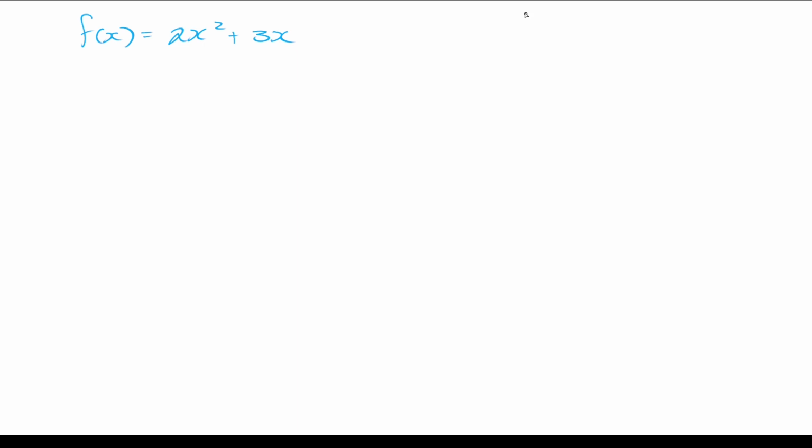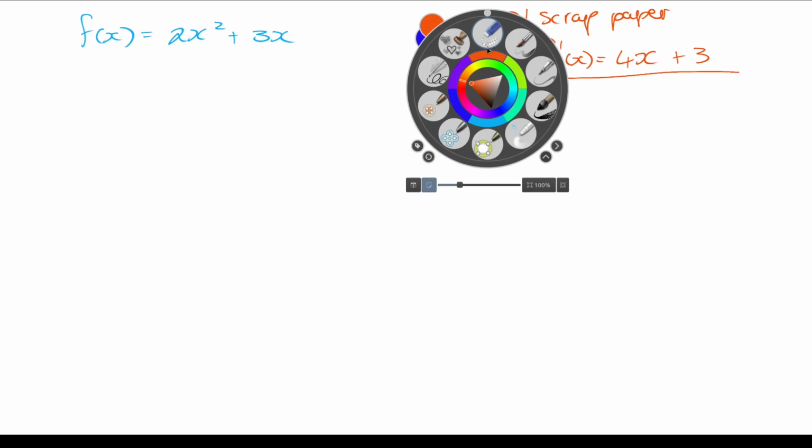My first step is always, on a scrap piece of paper, to figure out what the first derivative is using differential rules. So this times that would give me 4, and x squared becomes just x, and this becomes just 3. So now I already know what the answer is. That was my first step.